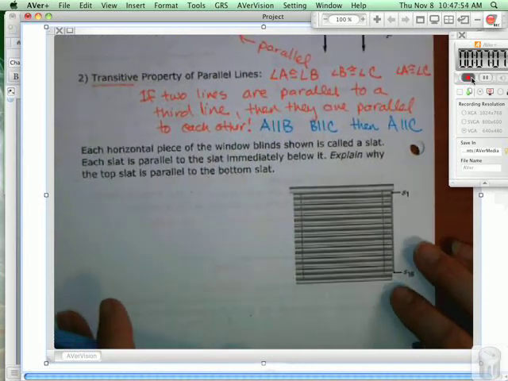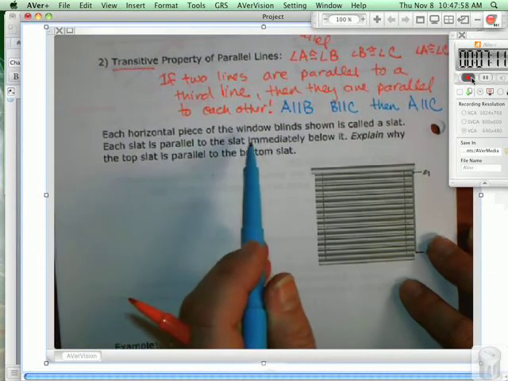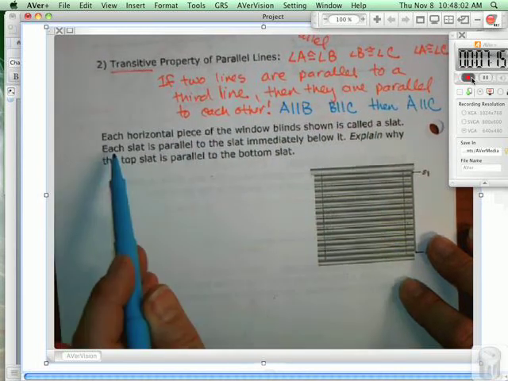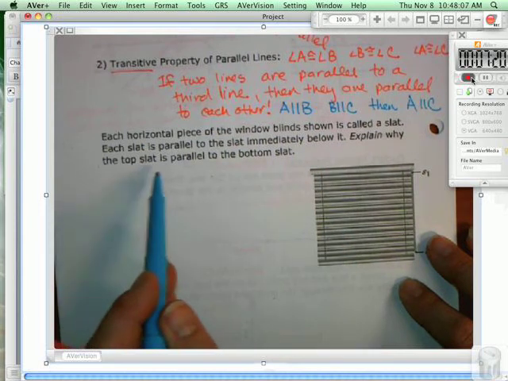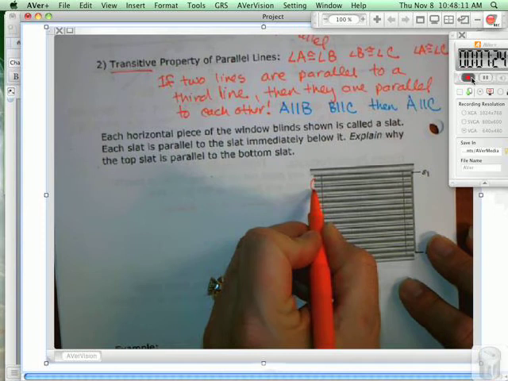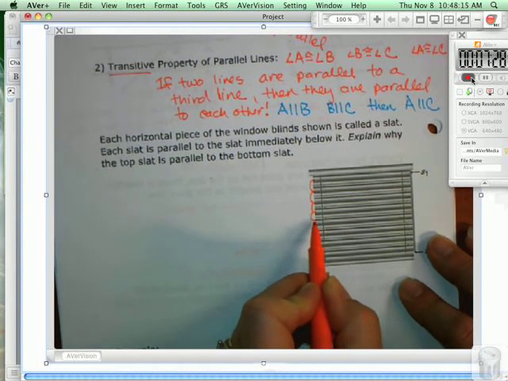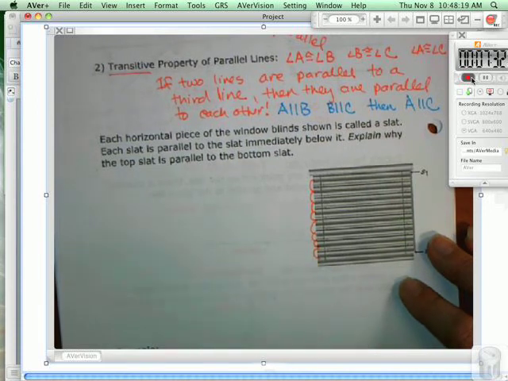Each horizontal piece of window blinds shown is called a slat. Each slat is parallel to the slat immediately below it. Explain why the top slat is parallel to the bottom slat. So, they're saying that this is parallel to this is parallel to this, all the way down. Okay? All the way down.